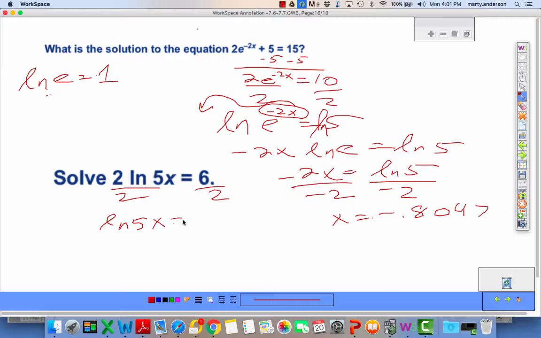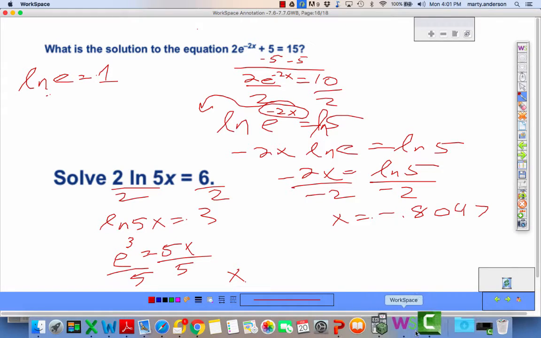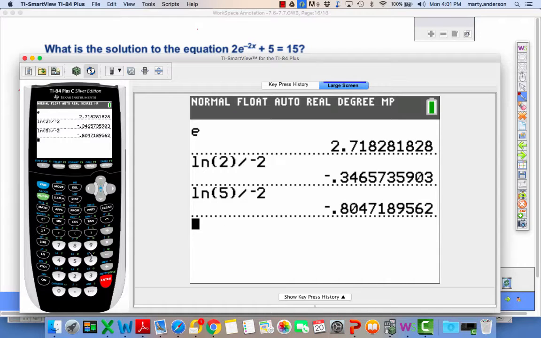ln of 5x equals 3. Now I want to rewrite this one exponentially. What's the base of a natural log? E to the third equals 5x. Divide by 5, divide by 5. Can I type e to the third divided by 5 in my calculator? You're darn right I can.